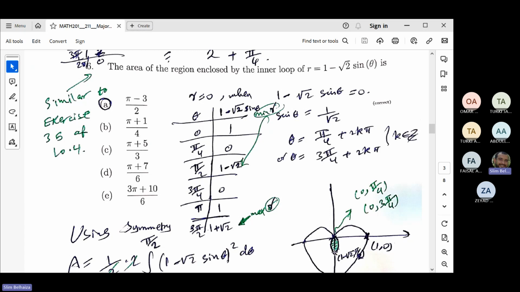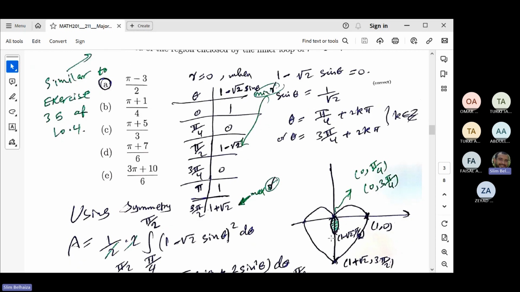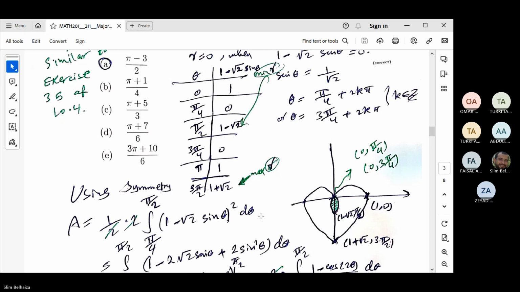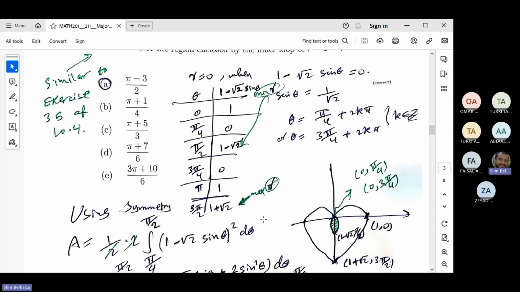Okay, so if you are drawing this from pi over 4 to pi over 2 and you want the area of this region, all you need to get the total area is to double it. So that's exactly what we are doing here. You multiply by 2 this area, half of the integral from pi over 4 to pi over 2 of what? Of r squared, 1 minus square root of 2 sine theta squared, and you multiply it by 2 to get the area. So that's the whole idea.